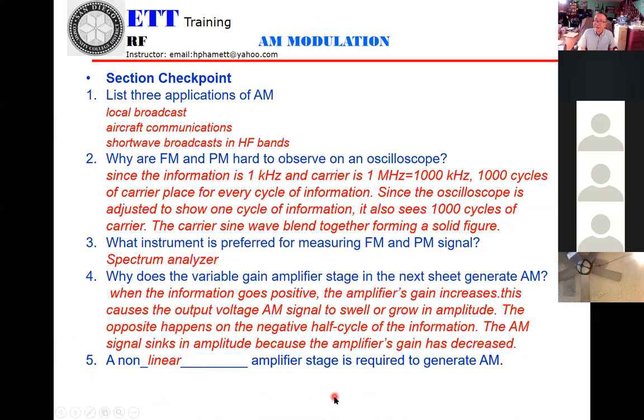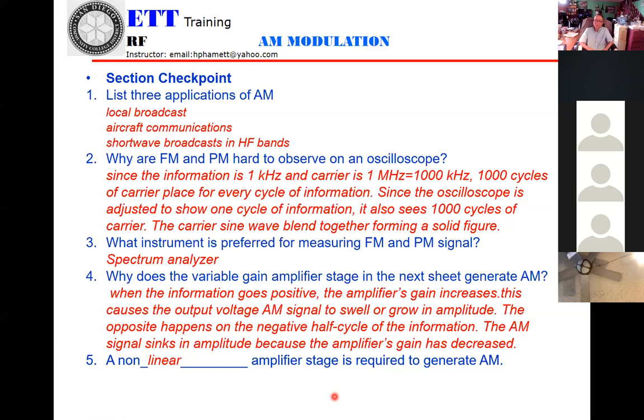They are local broadcast, aircraft communication, and shortwave broadcast in high frequency bands. Those are the three applications for AM.